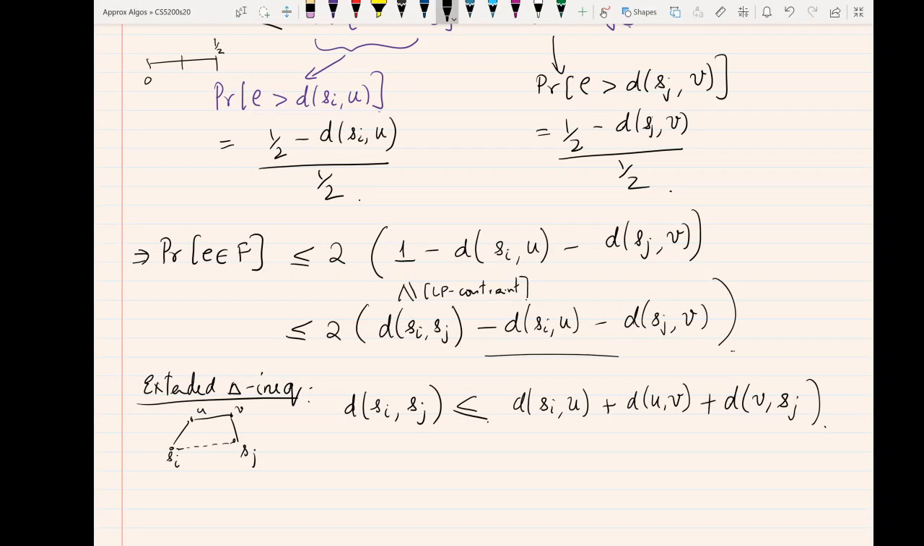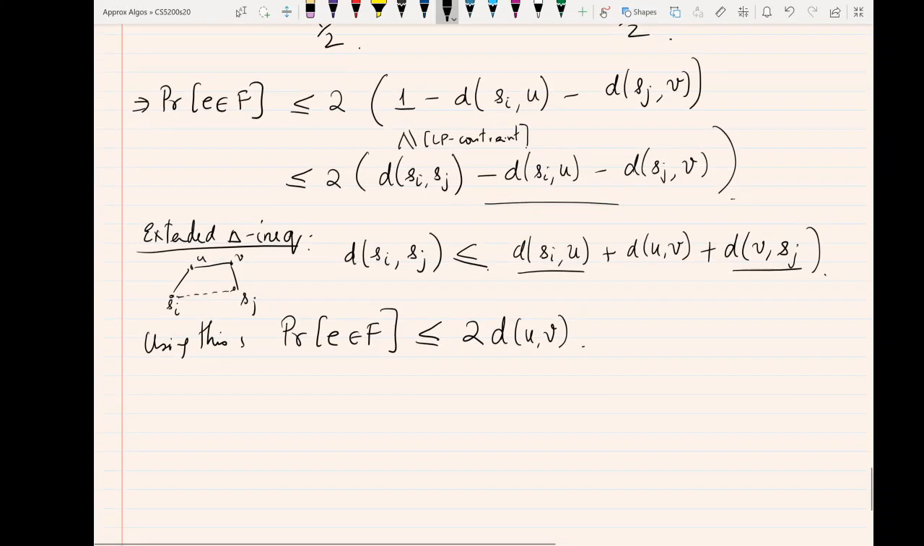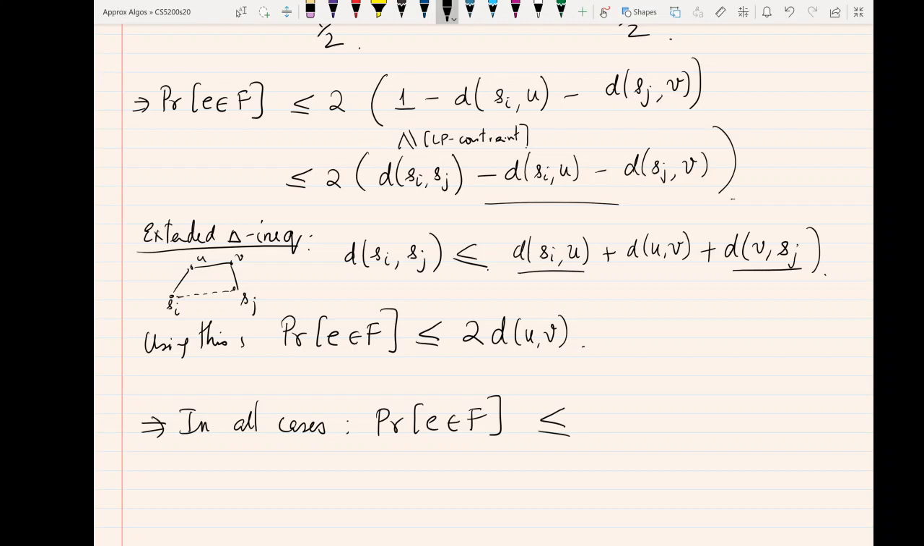So this gives us that the probability that E is in F is less than or equal to 2 times, well, you notice that just transposing the other two terms on the left hand side in this inequality, we get 2 times d of uv. So this implies in all cases the probability that E is in the final cut output is less than 2 times d of uv.